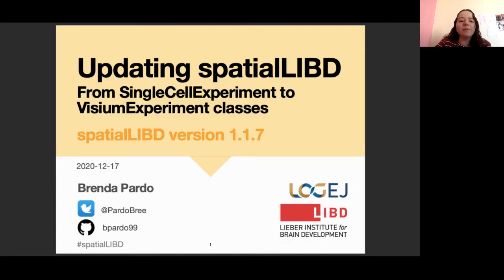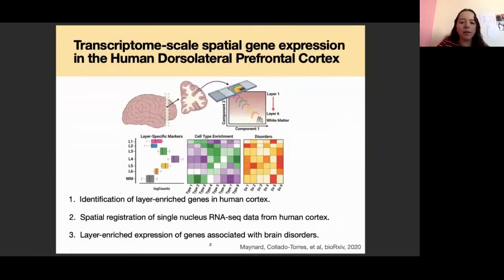So good afternoon. My name is Brenda Pardo, and I'm an undergrad student in genomic sciences at Universidad Nacional Autónoma de México, and I'm currently performing a research internship at Leonardo Collado Torres' team at Lieber Institute for Brain Development. And today I'll talk about my work on adapting the package spatialLIBD to use R object structures specifically designed to store spatial transcriptomics data.